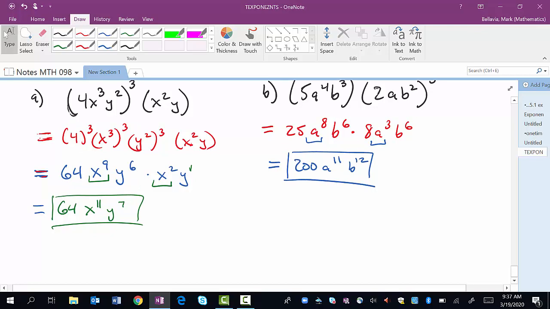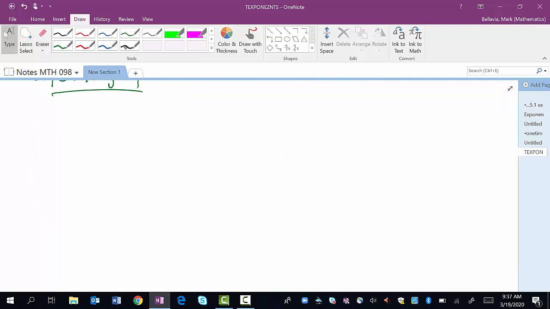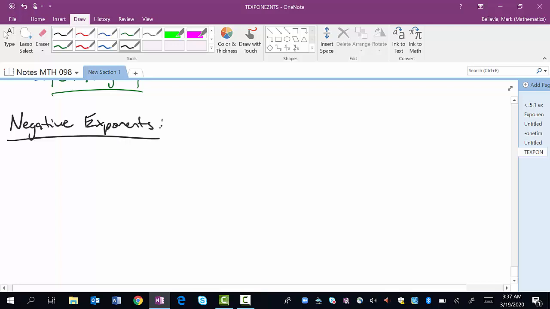The last part of this section that we'll talk about has to do with negative exponents. For negative exponents, we already know one rule, right? One rule that we already know is that x to the negative n power is equal to 1 over x to the n, and you make the power positive. So if you have a negative exponent, you move it to the denominator and make the power positive.